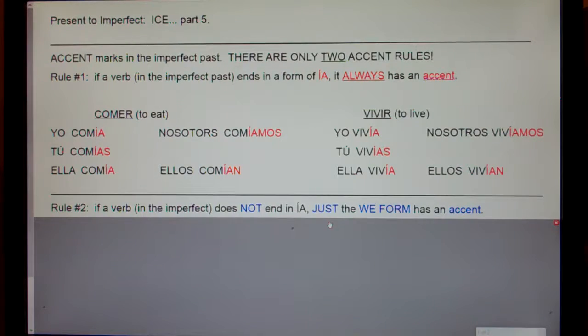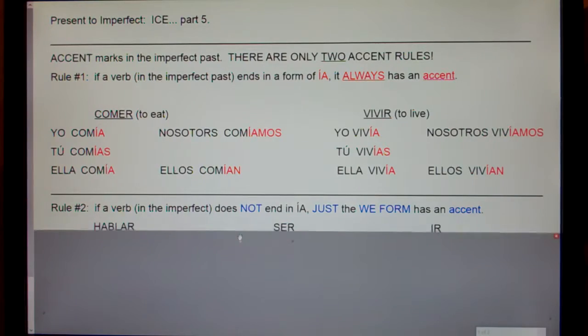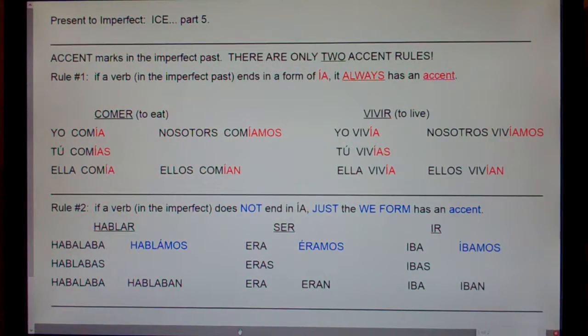All right, so you're good that if there's an ía, there's an accent. If the verb in the imperfect ends in something that isn't ía, the only form that takes an accent is the we form. Let's look at some examples. Hablar, you chop off the ar and aba, abas, aba, ábamos, aban.